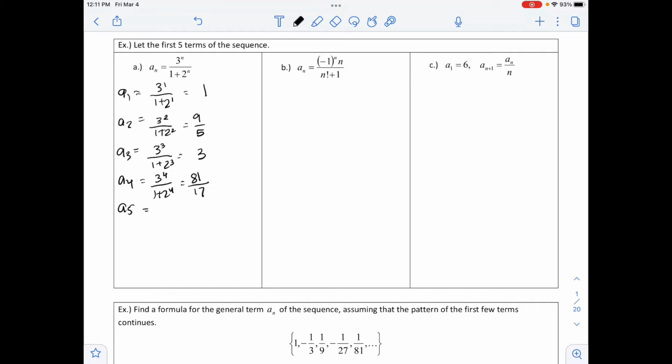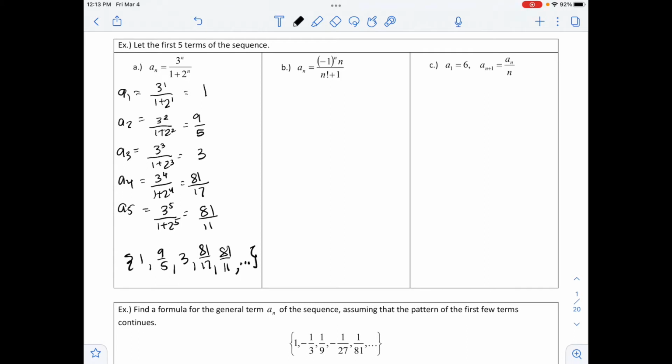And then the fifth term is going to be 3 to the fifth over 1 plus 2 to the fifth, which works out to being 81 over 11. We can then list these in order: a sub 1, comma, a sub 2, comma, a sub 3, so 1, comma, 9 over 5, comma, 3, comma, 81 over 17, comma, 81 over 11, and I'm going to go ahead and put comma dot dot dot because we could continue this on and find additional terms.